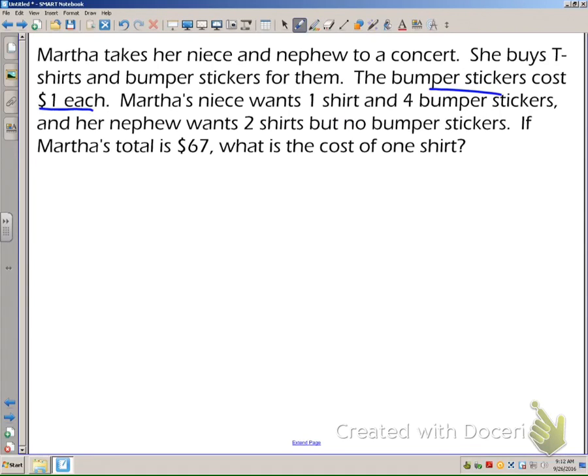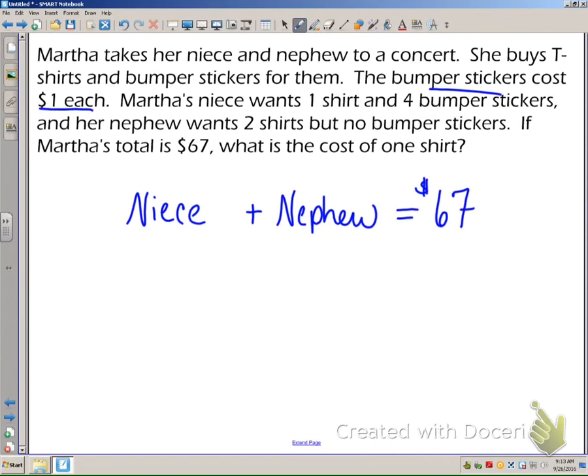So let's think about what they told me here. We know that she bought something for her niece, and she bought something for her nephew, and the combination of the two things that she bought for them, or what she bought for her niece and what she bought for her nephew, gave her a total of $67. Okay, well, that's not really going to help us, just having what she spent on her niece plus what she spent on her nephew.